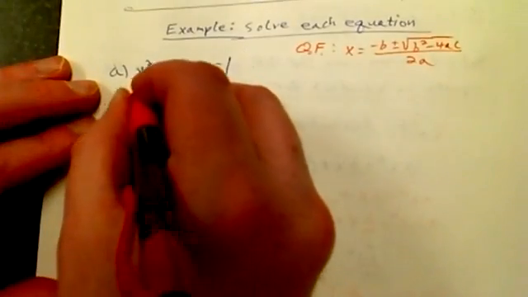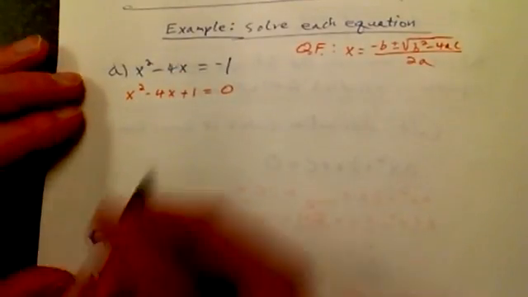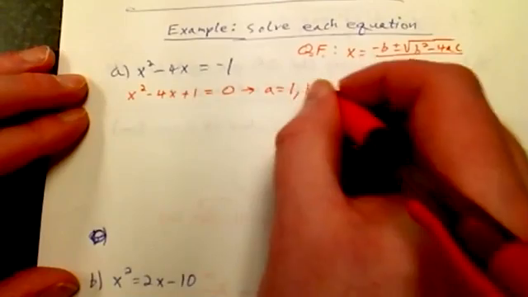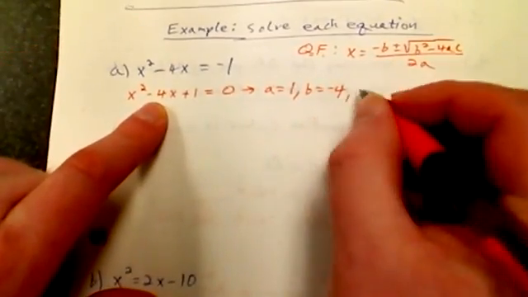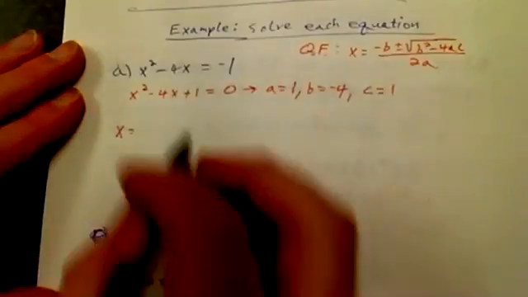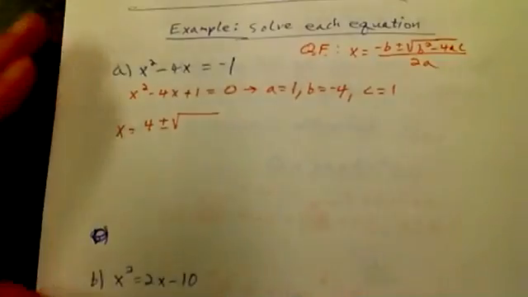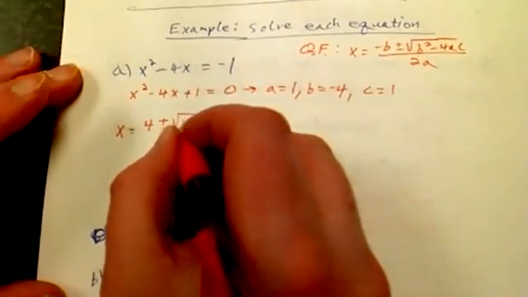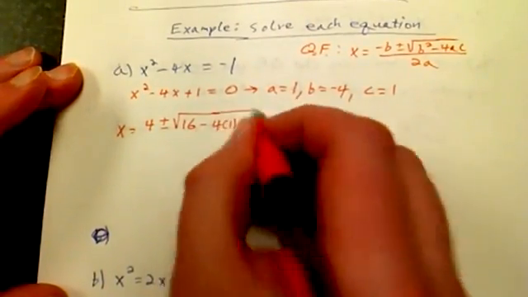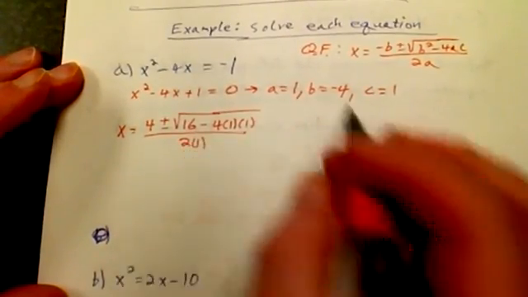And the first thing I want to do is get this in standard form so I can use the quadratic formula. Now looking at this, I see that a is 1, the coefficient here. I see that b is -4, and I see that c is 1. So I'm just going to plug and chug. X equals -b, that's 4, plus or minus the square root of b squared, -4 squared is 16, minus 4 times a times c, all over 2 times a.